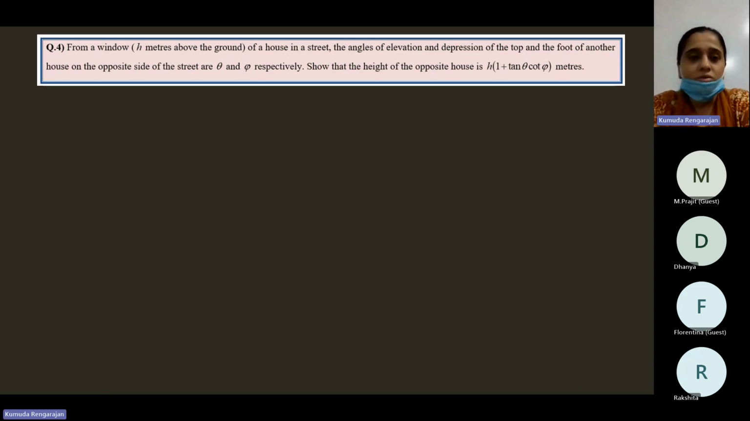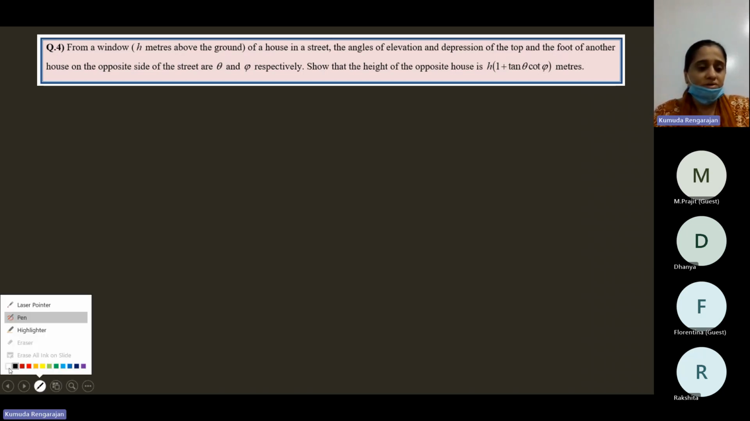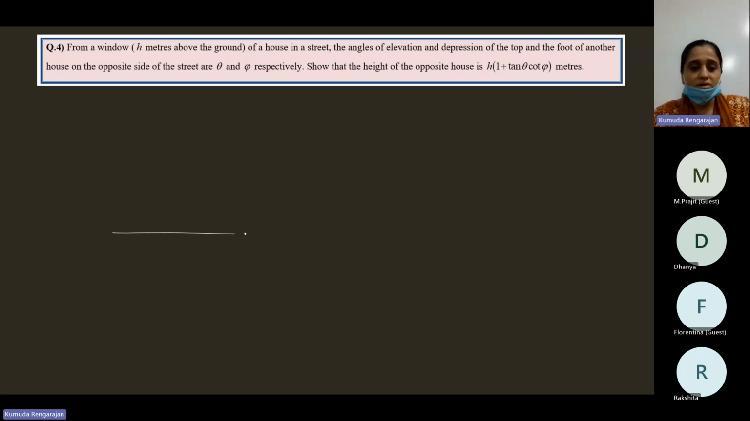So from a window, h meters above the ground. So this is the ground level. And this is h meters above the ground. And this is the window. This is the position of the window.